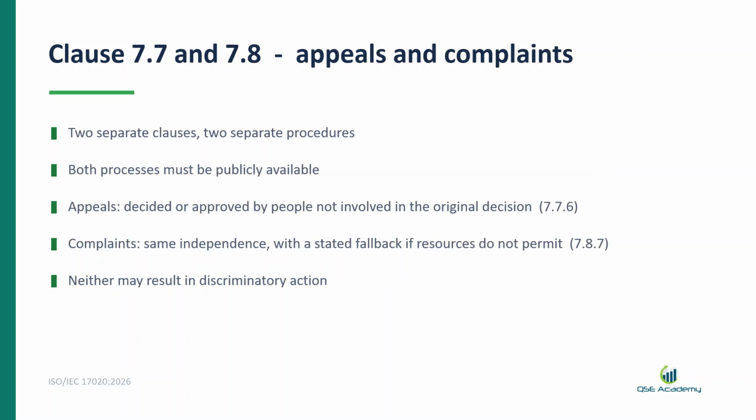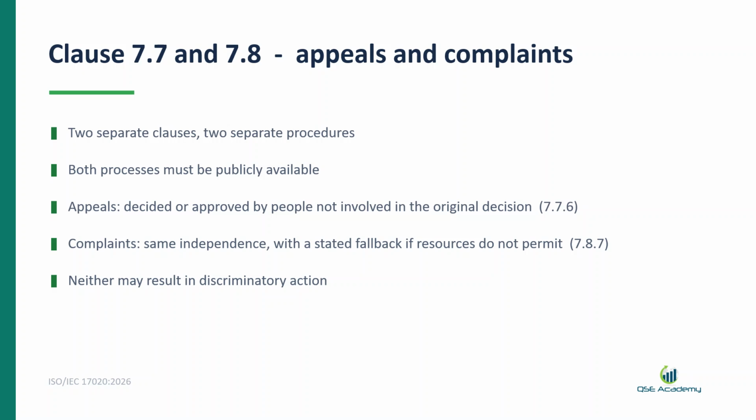Now, 7.7 and 7.8, appeals and complaints. I am giving these their own slide because bodies keep merging them into one procedure, and they are not the same thing. An appeal challenges a decision you made. A complaint is dissatisfaction with anything else. The standard gives each its own clause and its own documented procedure. Both processes must be publicly available. Not available on request. Publicly available.